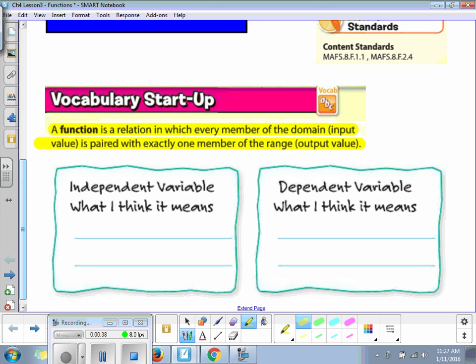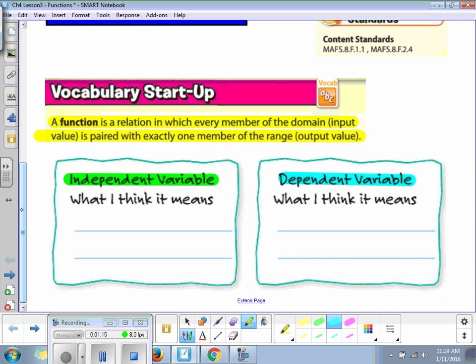A function is a relation in which every member of the domain, or the input value, is paired with exactly one member of the range, or the output value. Another name for the domain and the range, or the x and the y, or the input and the output, are the independent variable and the dependent variable.